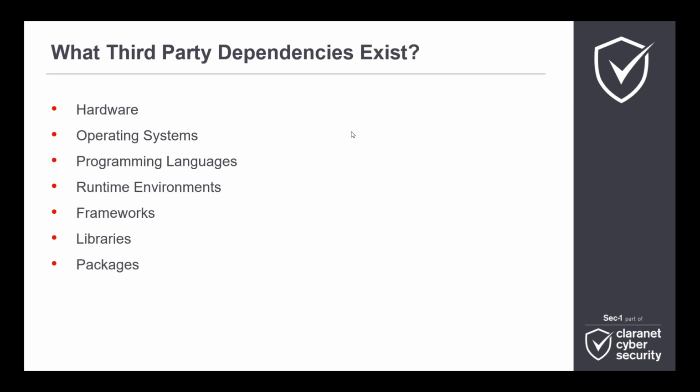So let's have a look at third-party dependencies, because this is very broad. So we've got hardware, which is the CPU you use, probably the thing you're most dependent on. Everybody is currently using a CPU, unless you've figured out some other magical system.